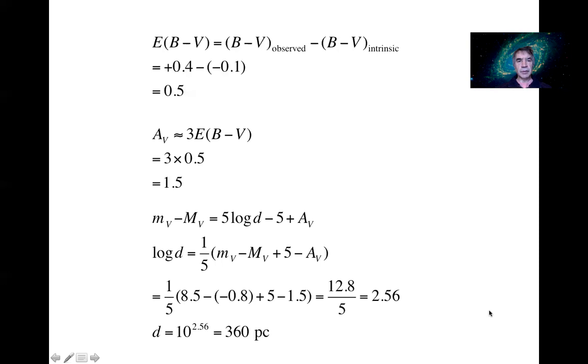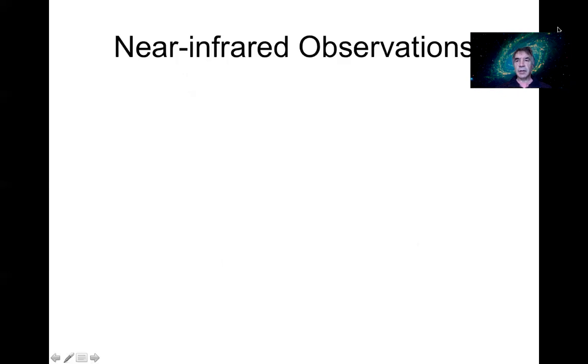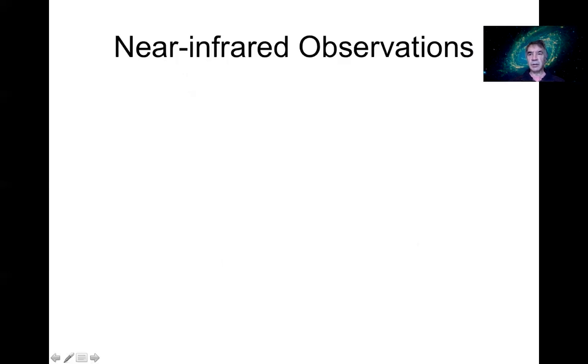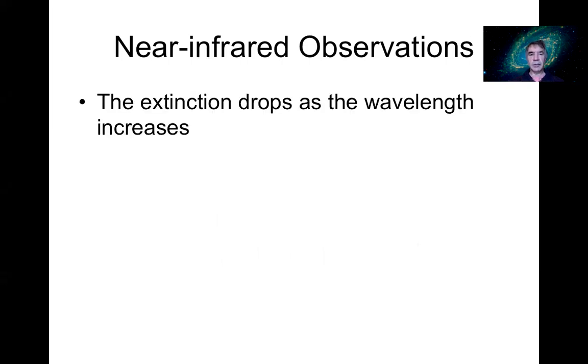Okay, so that's how to use color excess to find the extinction. So now we're going to be roaming through the infrared wavebands here. The first one I want to consider is near-infrared observations. As you saw from the extinction law earlier, the extinction law was dropping as we went further to the left in that graph. So the extinction drops significantly as the wavelength increases.